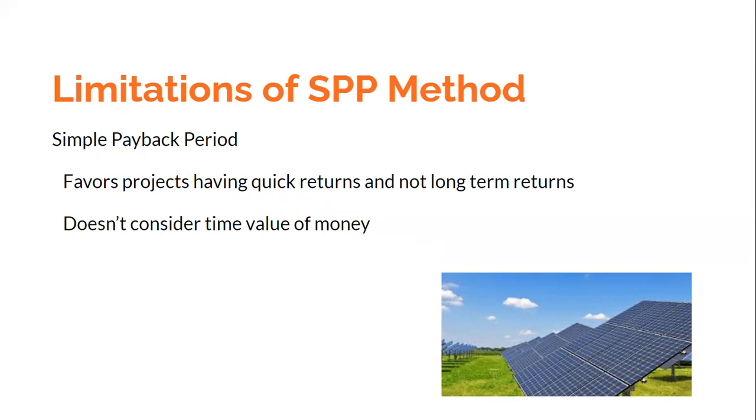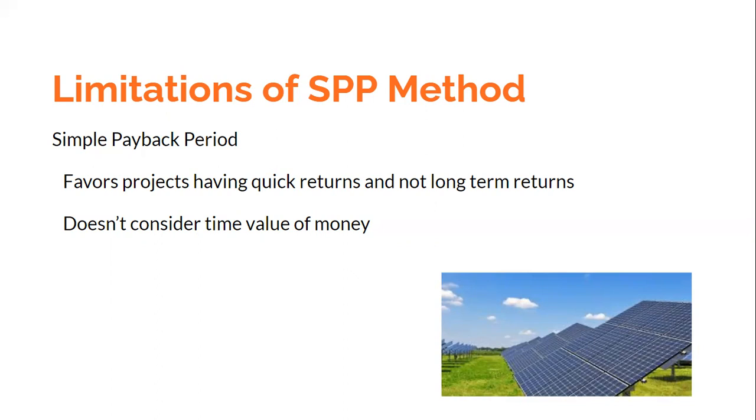But you know that solar water heaters have a typical life of 15 years. So it means that we are not considering the savings beyond the period of simple payback, right? In the example which we had taken, we didn't consider the savings which we would be getting beyond 5 years. So that way it becomes a disadvantage, especially if the projects are having long-term returns.